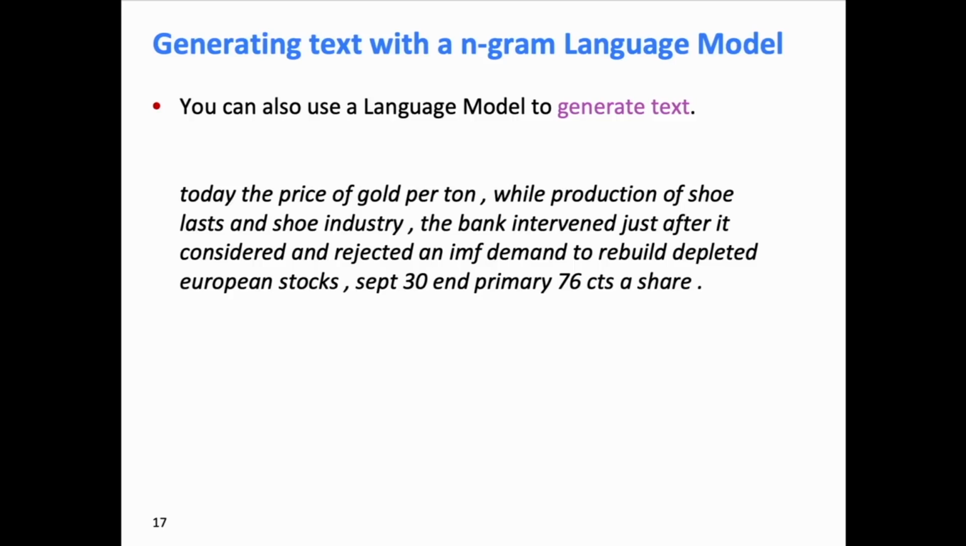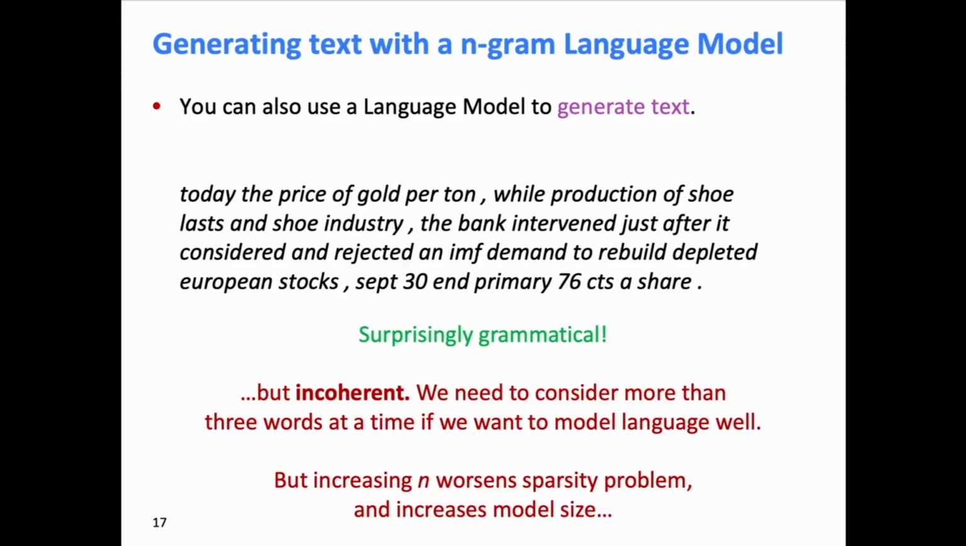Do we think it's good? Are we surprised? I would say that in some ways it is good. It's surprisingly grammatical. It mostly kind of parses. But you would definitely say that it doesn't really make any sense. It's pretty incoherent. And we shouldn't be surprised that it's incoherent, because if you remember, this is a trigram language model. It has a memory of just the last 3 or 2 words, depending on how you look at it. So clearly, we need to consider more than 3 words at a time if we want to model language well. But as we already know, increasing n makes the sparsity problem worse for n-gram language models, and it also increases the model size.